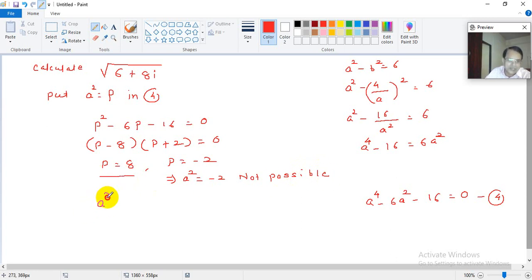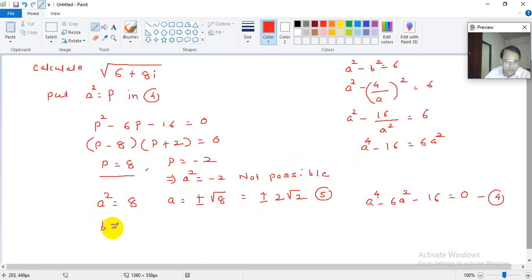That means a squared is equal to 8. And when you say a squared is equal to 8, it means a is equal to plus or minus root 8. A squared is 8 means 2 root 2 actually. Plus or minus 2 root 2. Now you know what b is, it is 4 upon a. So b is now, this is say your result number 5.